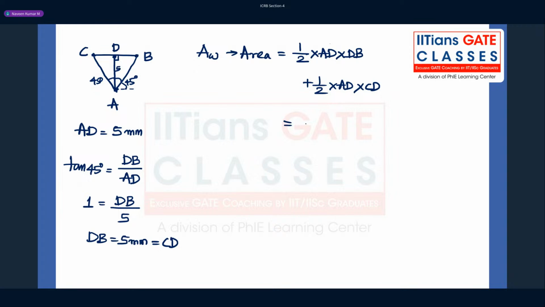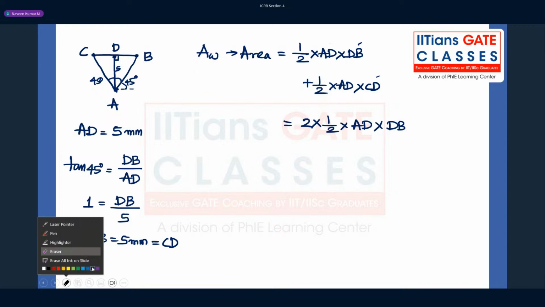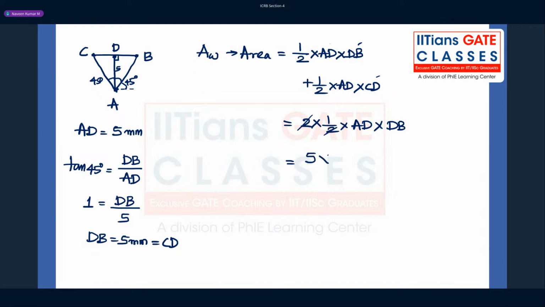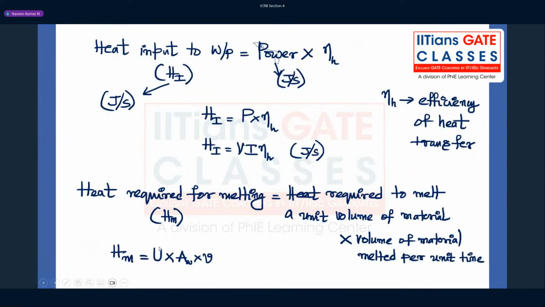So as DB and CD are the same, I can write 2 into half AD into DB, or CD, anything is fine. A simple question, but I'm doing it in a very elaborate way. AD is 5 and DB also is 5, so this will be 25 mm square.